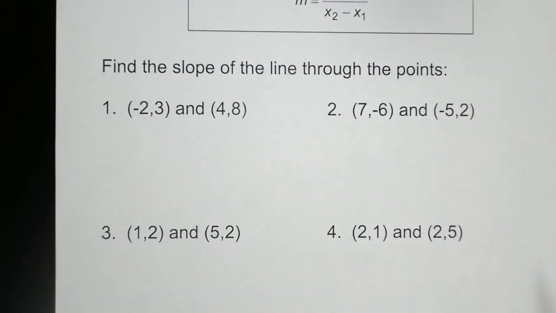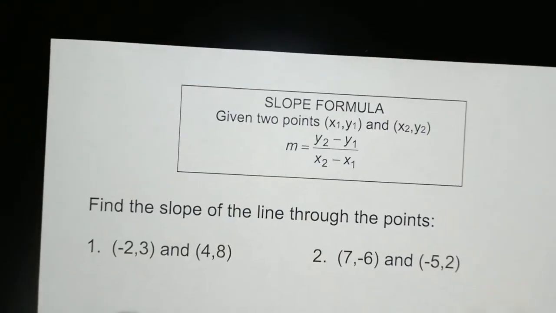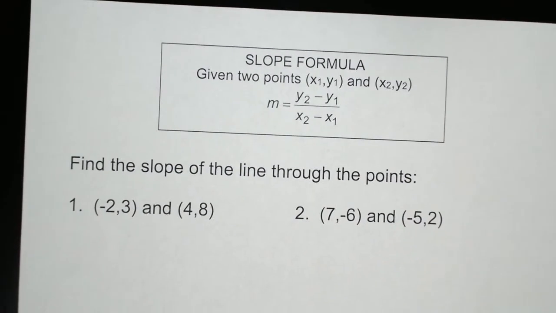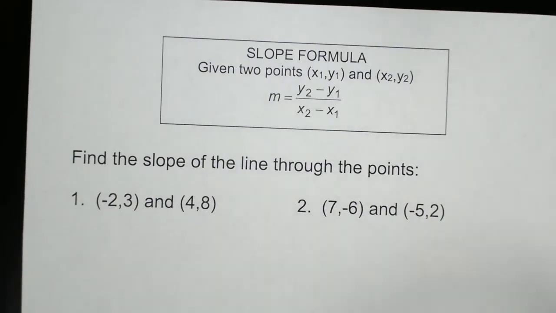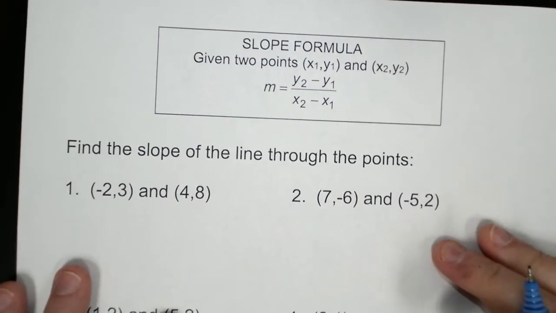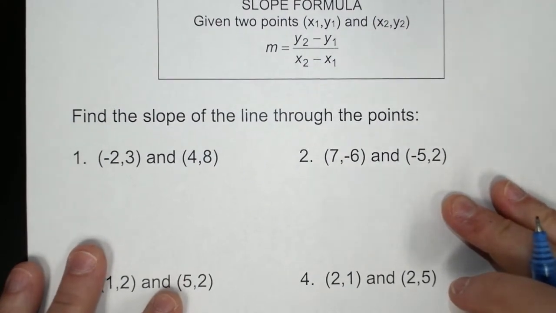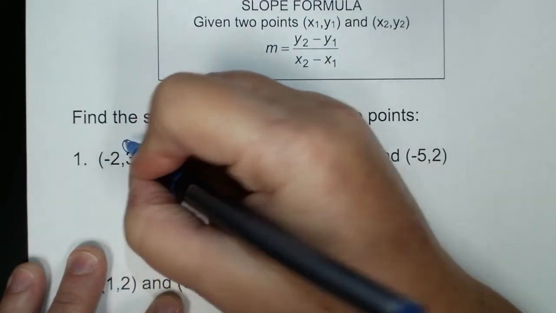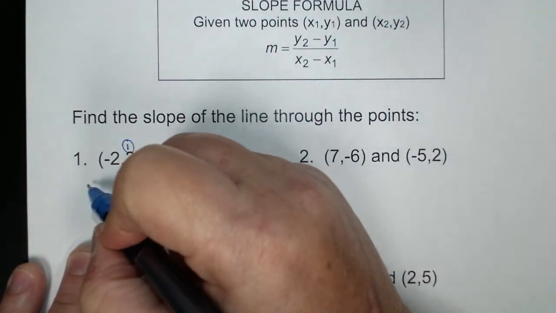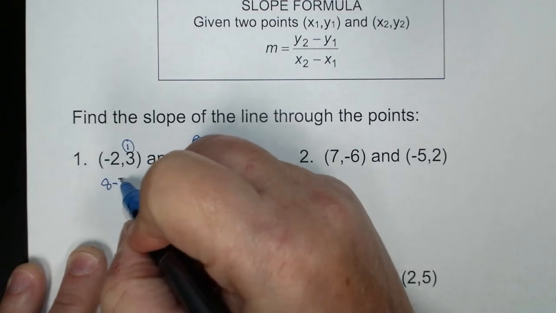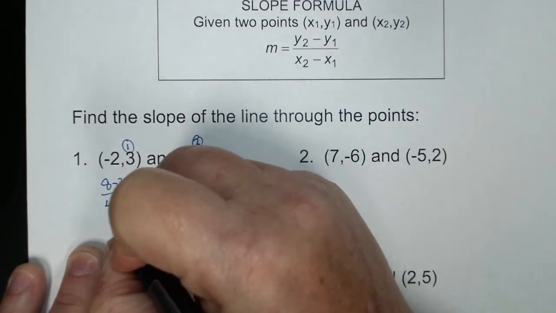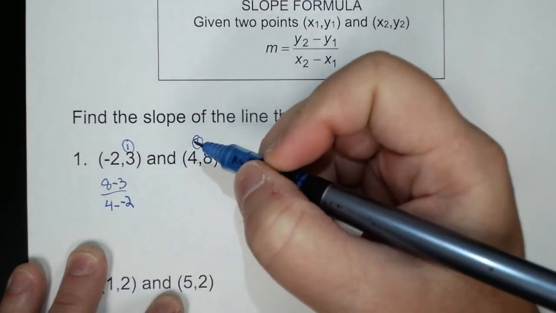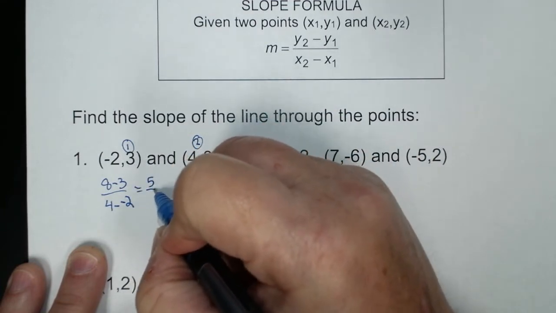Slope formula, given 2 points, x1, y1, and x2, y2. Your slope is y2 minus y1 over x2 minus x1. Okay, so here we go. Find the slope from 2 points. I'm going to label my points 2 and 1. My slope is 8 minus 3 over 4 minus negative 2, which is 5 over 6.